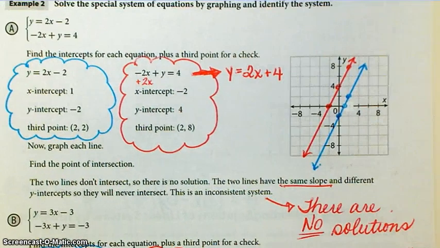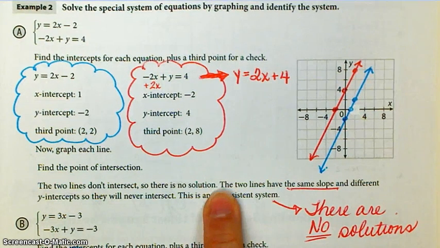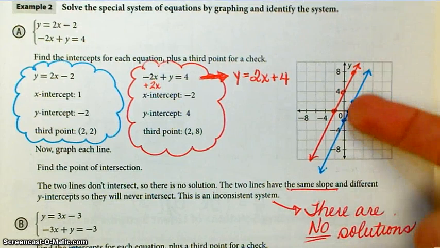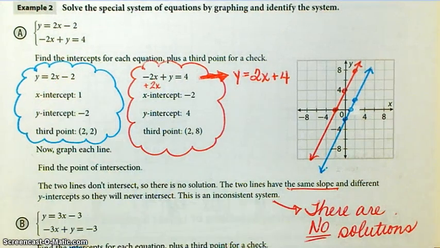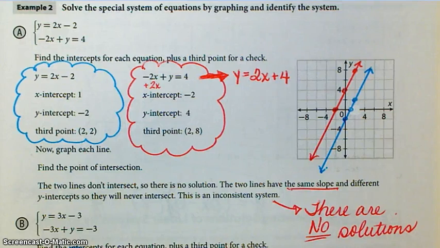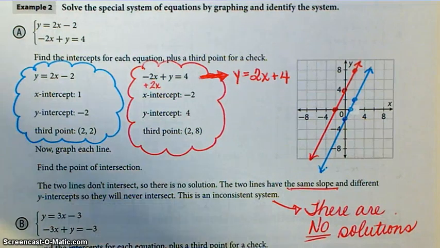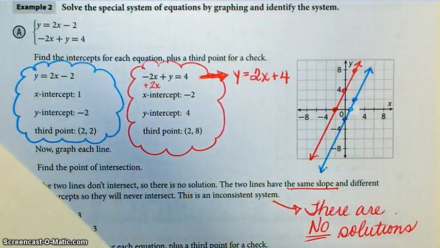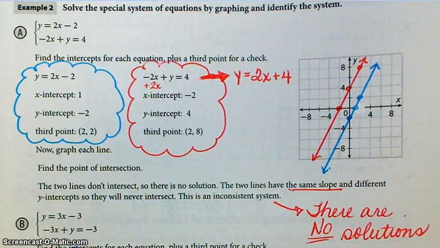Okay? So for instance, in this particular situation, there is no solution. There is no ordered pair that when I put it into both of these equations, it will make both of the equations true. Okay? No solution. Since there are no solutions, this is an inconsistent system. Remember the little graphic organizer that I put on page 404 about systems. All right, let's look at B.